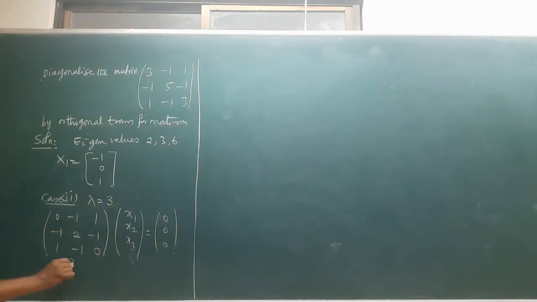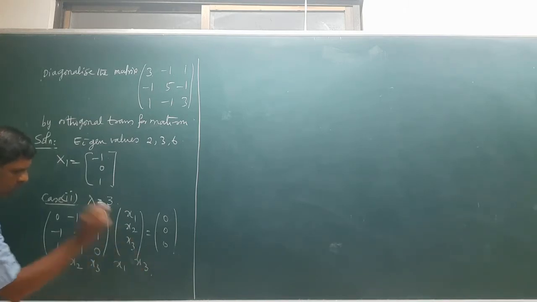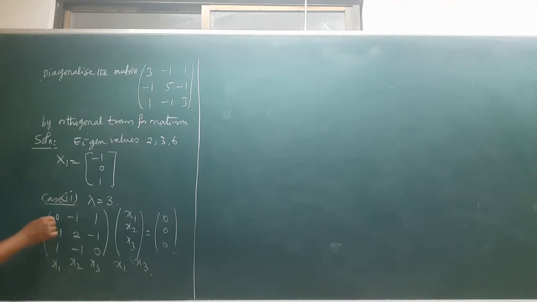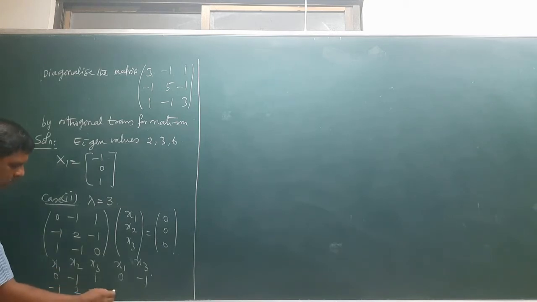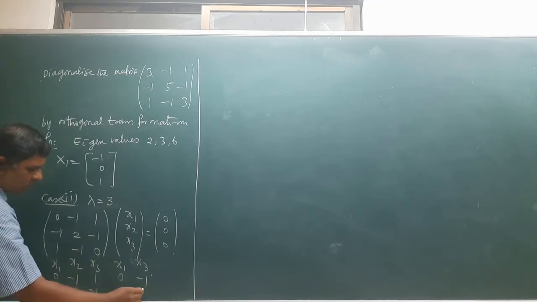We have to write the 5 columns. Take any 2 non-identical rows, either 1 and 2, or 2 and 3, or 1 and 3. All the 3 rows are not identical, so any 2 rows we can take. We can take 0, minus 1, 1, and minus 1, 2, minus 1.